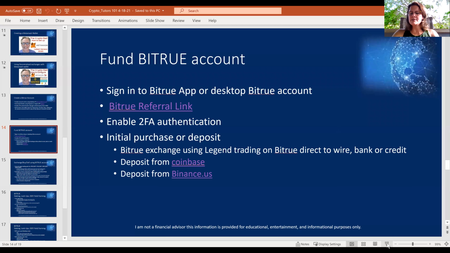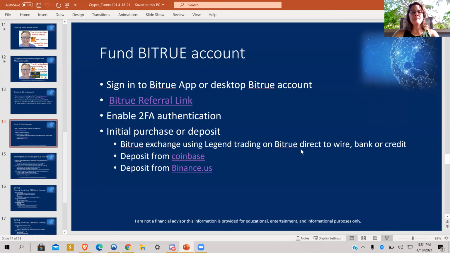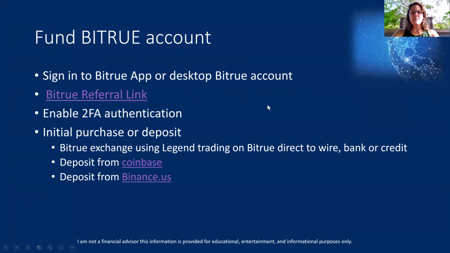You're first going to want to sign into your Bitrue app, either on your phone or your Bitrue account on your desktop. Always make sure you're using that two-factor authentication. You will also then want to open up your Binance.us account.